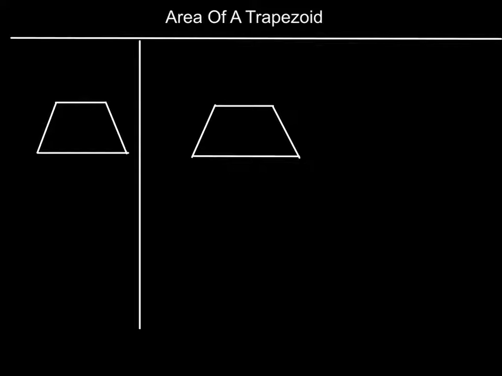Since I have one pair of parallel lines, these other lines don't matter if they're not parallel. This is still considered a trapezoid. So what we're going to do here is make some markings on the trapezoid. I'm going to go ahead and highlight the top, and we're going to call that B1. And then I'm going to highlight the bottom, and we're going to call that B2.